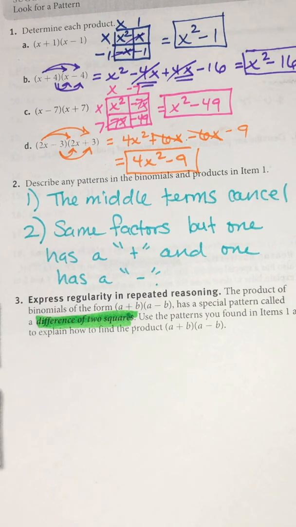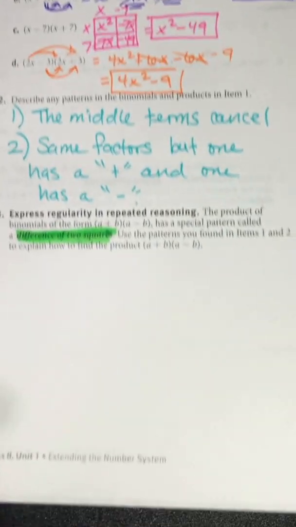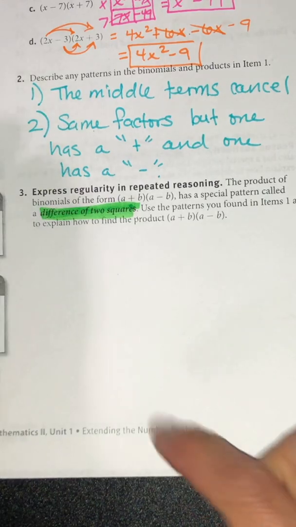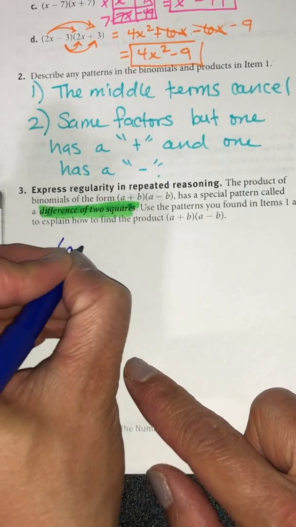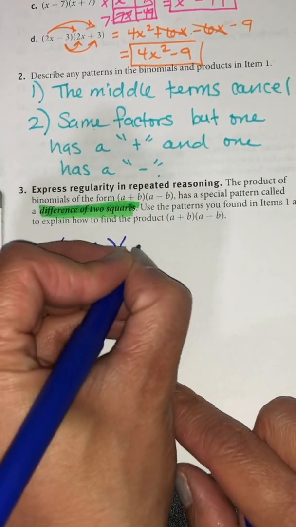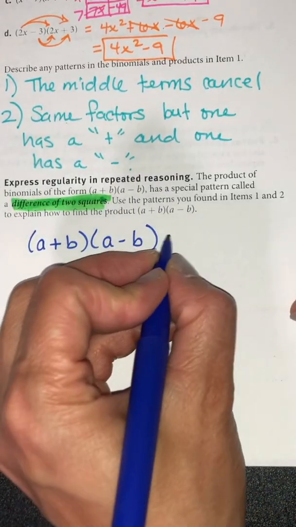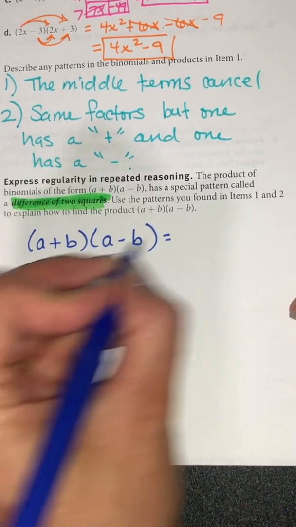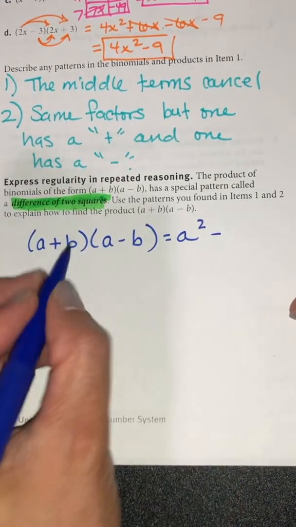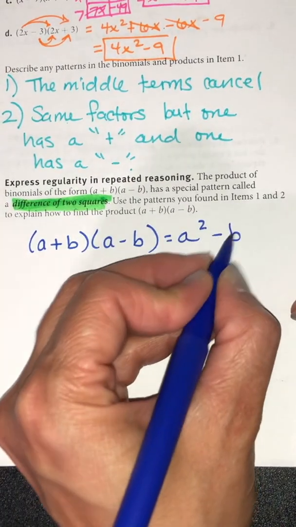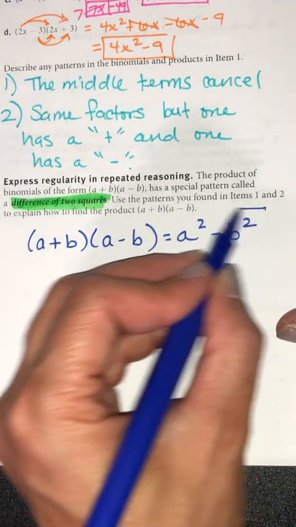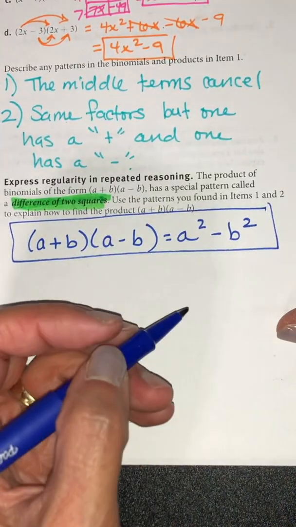Use the patterns you found in items 1 and 2 to explain how to find the product of a plus b times a minus b. So we're going to use our math to do the explaining in this case. Whenever we have a plus b times a minus b, the middle terms are always going to cancel, and it's always going to be the first terms, a times a is a squared, minus the second terms, b times b is b squared. Always, always, always. And this is our difference of squares.